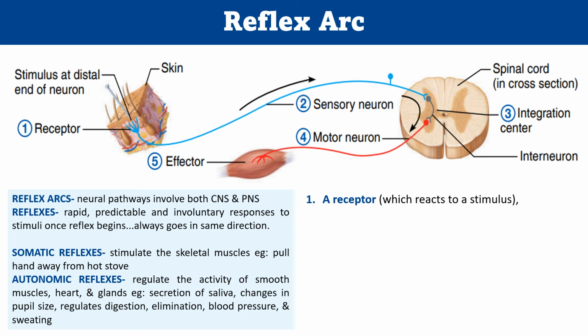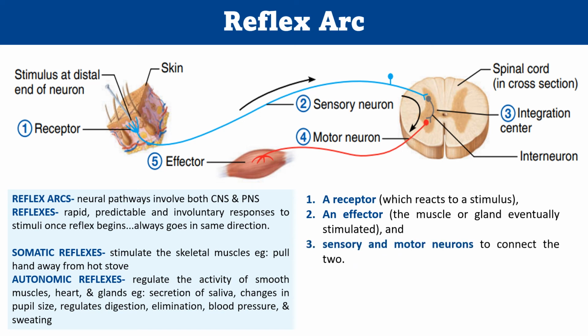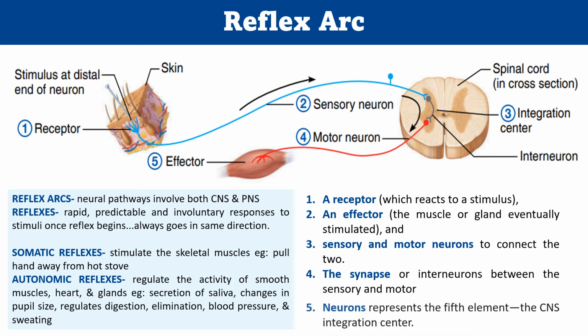5 steps are involved in the reflex arc. Number one, a receptor which reacts to a stimulus. Number two is an effector, the muscle or gland eventually stimulated, and then sensory and motor neurons connect the two, receptor and effector. The synapse or interneuron between the sensory and motor neurons represents the fifth element, the CNS integration center. So the five elements of the reflex arc are receptor, sensory neuron, integration center, motor neuron, and then effector.